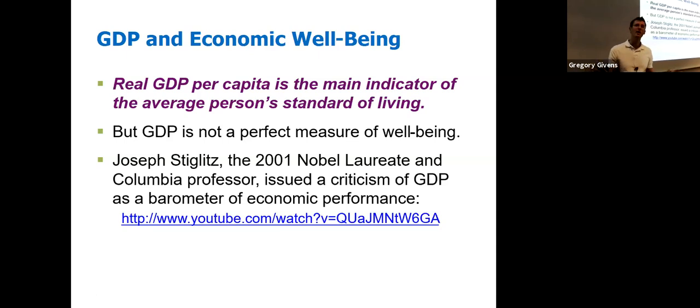The reason I want to cover this is because I think GDP is an important concept to understand, but it is by no means the end-all discussion in economics. There are other things that we should look at that aren't necessarily accounted for properly in GDP.